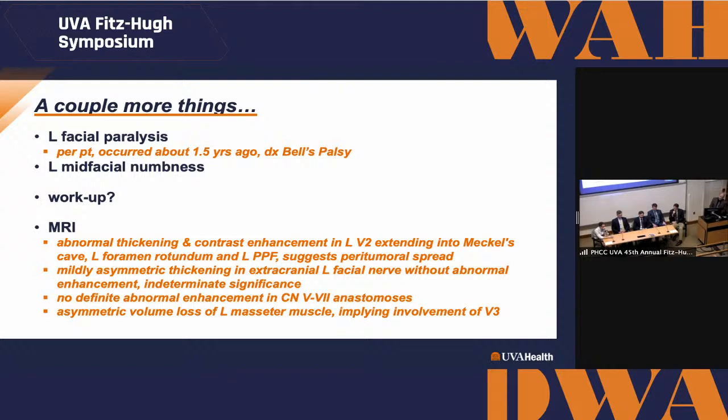The thinking is it's spreading from the prior tragus parotid area where there was perineural invasion and crossing over to the 5th cranial nerve. But interestingly, there is asymmetric volume loss of the left masseter as well, suggesting that there may be some involvement of V3 or more proximal involvement of the trigeminal nerve.